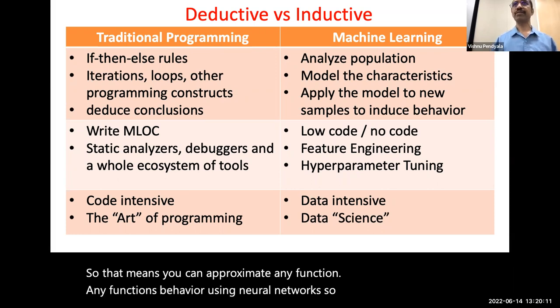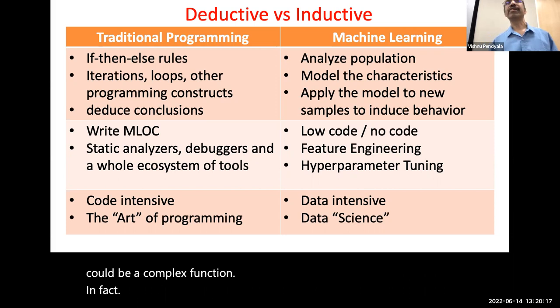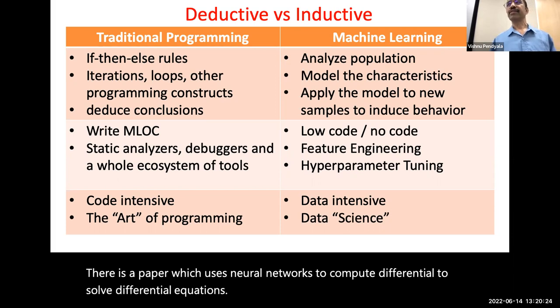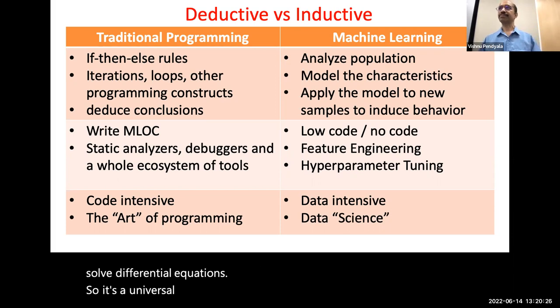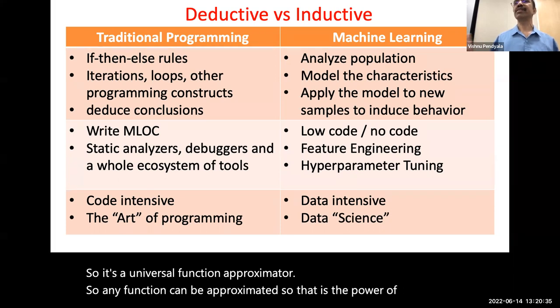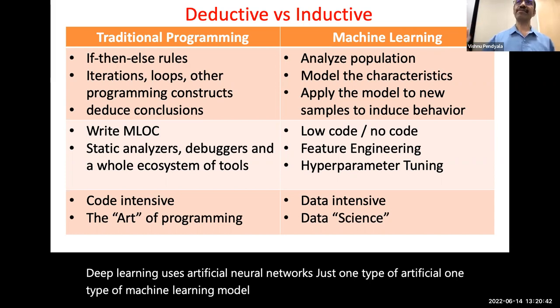So it could be square root, it could be a complex function. In fact, there is a paper which uses neural networks to solve differential equations. So it's a universal function approximator. So any function can be approximated. So that is the power of deep learning, right? Deep learning uses artificial neural networks, just one type of machine learning model called artificial neural networks.